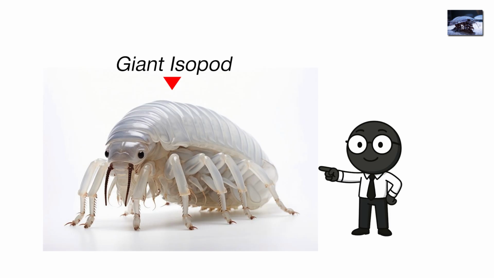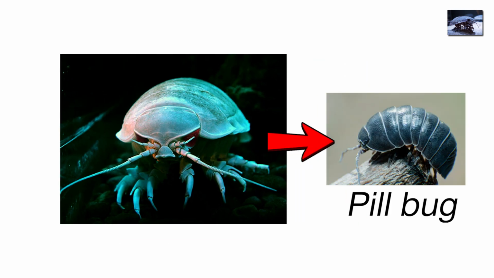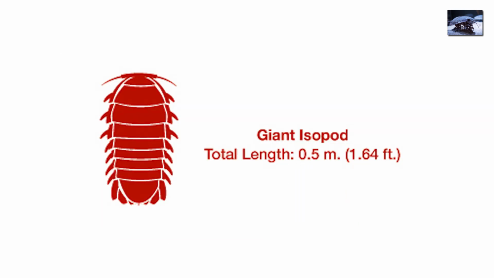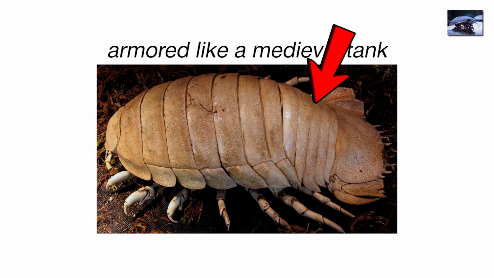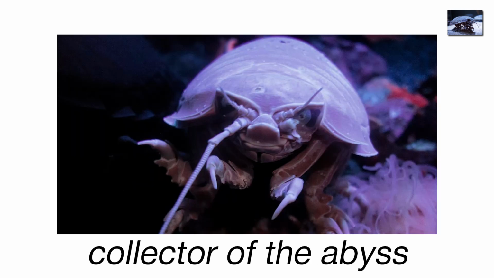Meet the giant isopod, a crustacean that lives in the cold, crushing depths of the Atlantic and Pacific Oceans and looks like a nightmare pill bug. It grows up to 50 centimeters long, armored like a medieval tank, with dozens of legs that click and twitch across the seafloor. It feeds on dead whales, fish carcasses, and anything else unfortunate enough to sink. In short, it's a garbage collector of the abyss.